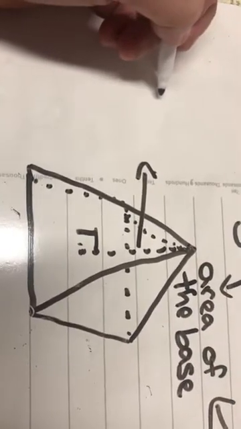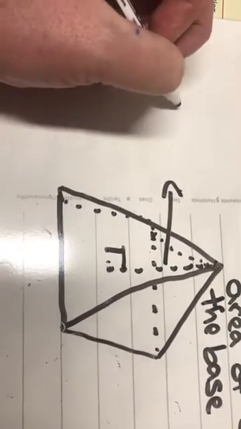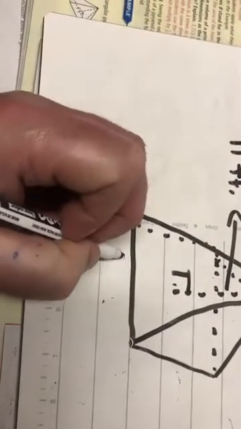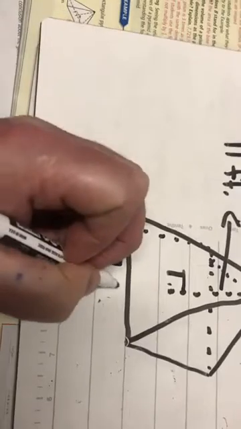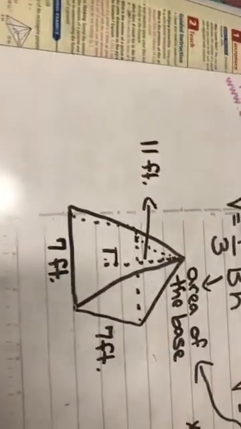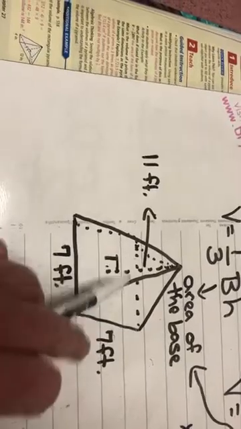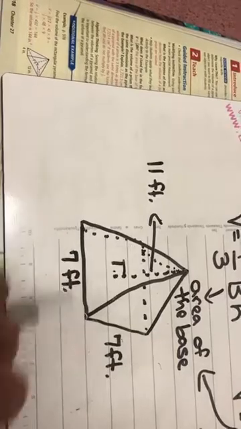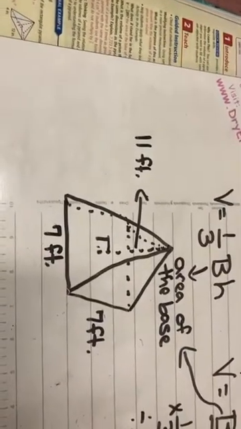Let's say that it's 11 feet tall, and it is 7 feet long, and it is 7 feet wide. Now here I should be able to reason that this is a square pyramid, because this length is 7 and that length is 7. So if this is 7, this is 7. If this is 7, that is 7. So all 4 sides are the same, meaning that it's a square pyramid.